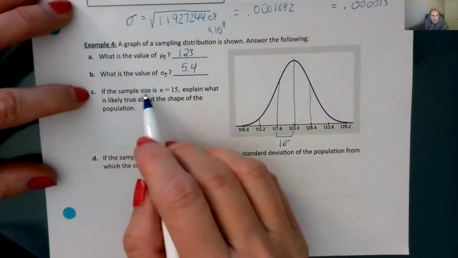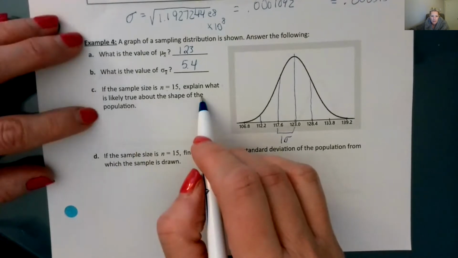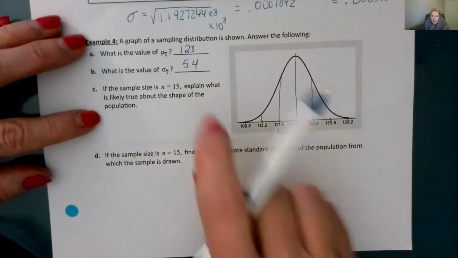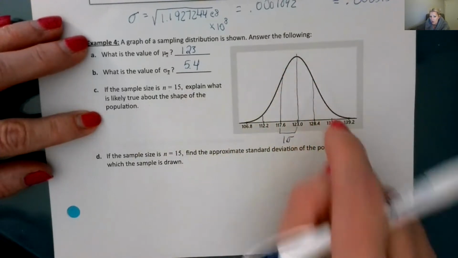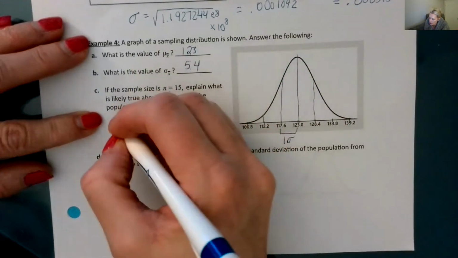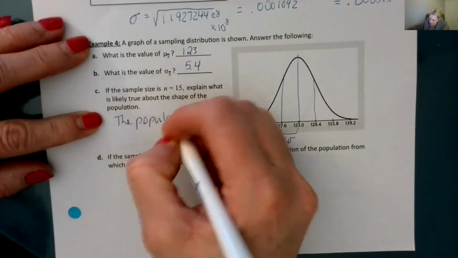So it says if the sample size is 15, explain what is likely true about the shape of the population. So sample size is 15, which isn't real big, and the sampling distribution looks normal, so the population is probably normal. Otherwise, it would still look a little skewed.